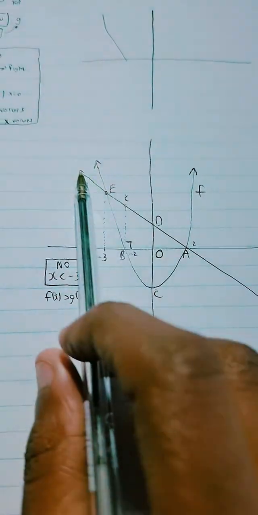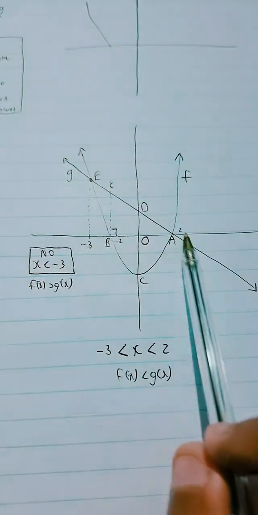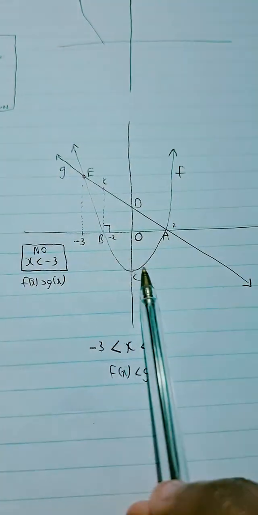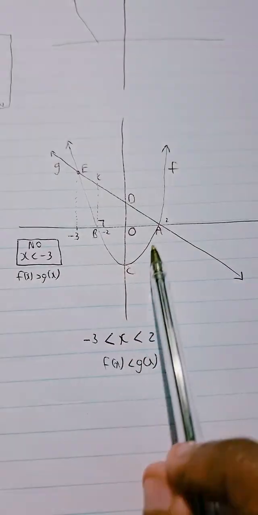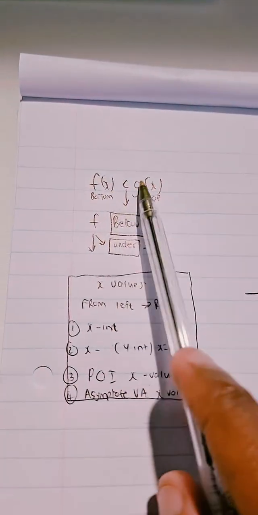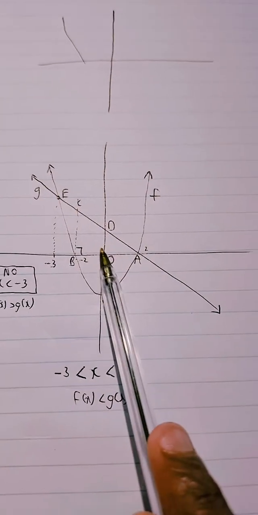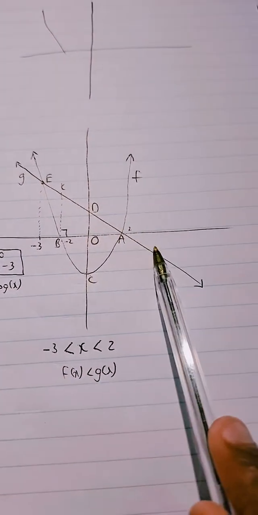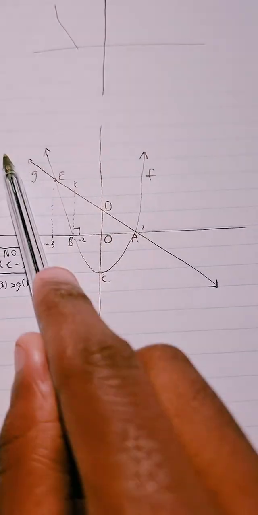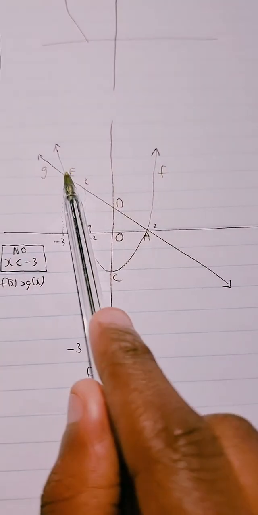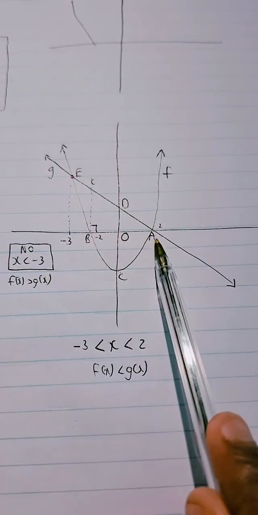He's at the bottom. Who's at the top? G is at the top. Who's below G? F is below G. So we are looking for where F is below G. Okay, so F is below the G all the way from here to there.